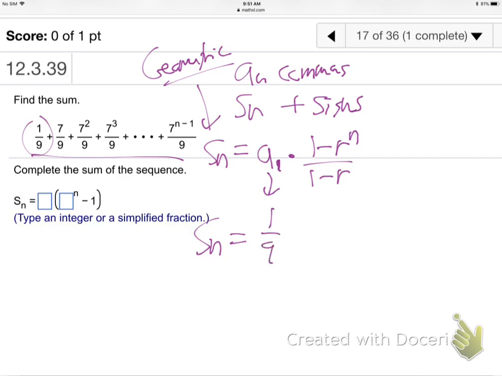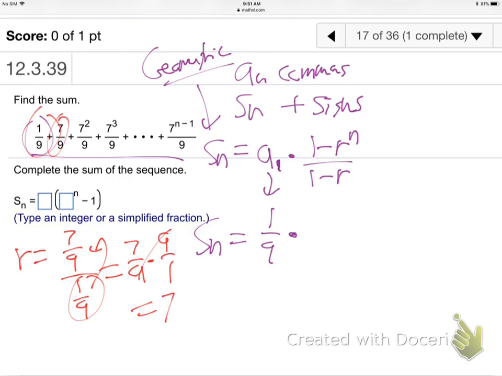Just the 1/9 there? We all good with that? And then what's the R? Can we figure out the R? How are we going to find the R? Yeah, second term divided by first term. 7/9 over 1/9, right? Second over first. Grab this, flip it up. 7/9 times 9 over 1. 9's cancel. R is 7. We good? Am I racing ahead? So R is always second term over first term. So R is 7. We good to there?